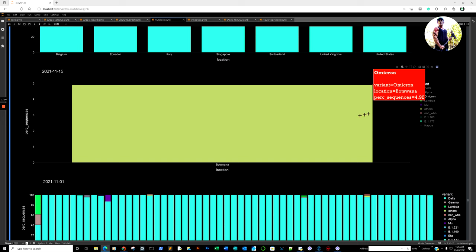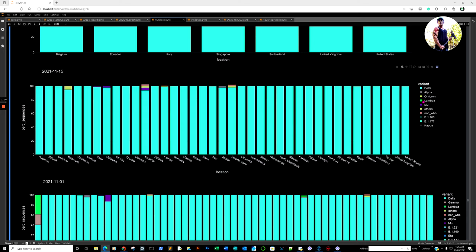Almost 4.92% of the sequences are Omicron. But most everything else is Delta. I mean, there's a few other ones here. They got something else. But Omicron, did Omicron exist?